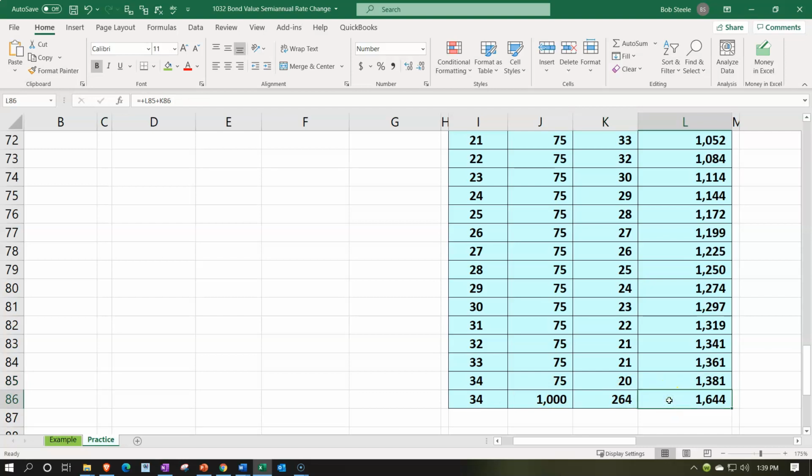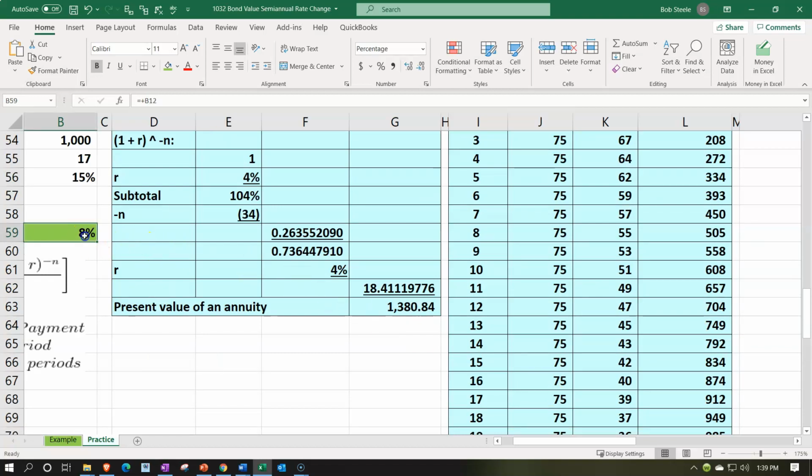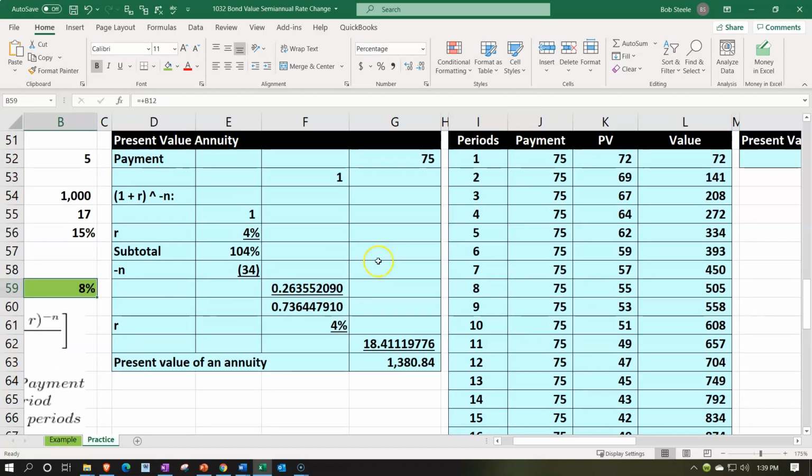1,381 would give us the value of the bond, which would be that 1,644. So that's the price of the bond we're expecting. It's much higher than the face value, the face amount of the 1,000, due to the interest rates being different, the rate on the market being less than the bond rate.